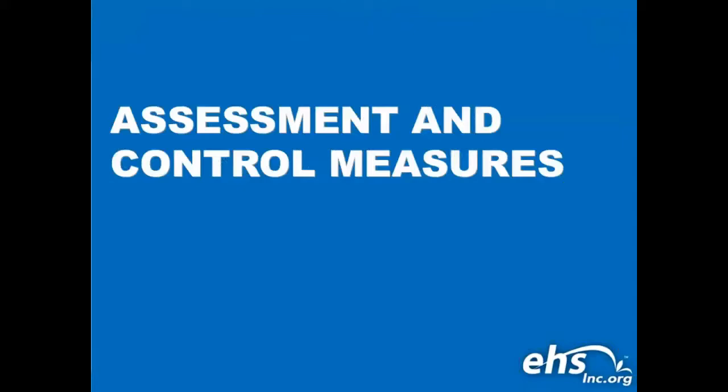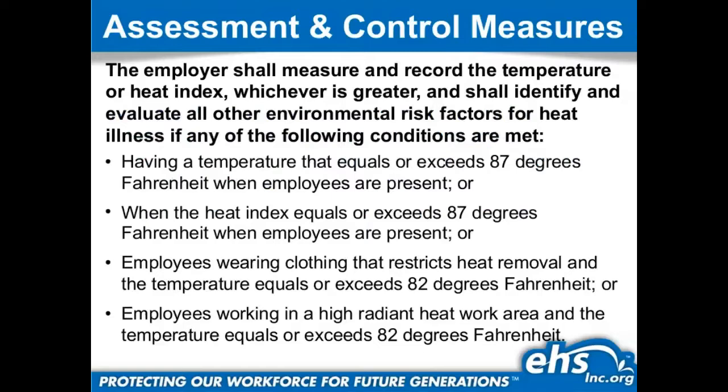So, your assessment and control measures. The employer shall measure and record the temperature or heat index, whichever is greater, and shall identify and evaluate all other environmental risk factors for heat illness if any of the following conditions are met. A temperature that equals or exceeds 87 degrees Fahrenheit when employees are present, or when the heat index equals or exceeds 87 degrees Fahrenheit when employees are present, or employees wearing clothing that restricts heat removal and the temperature equals or exceeds 82 degrees Fahrenheit.